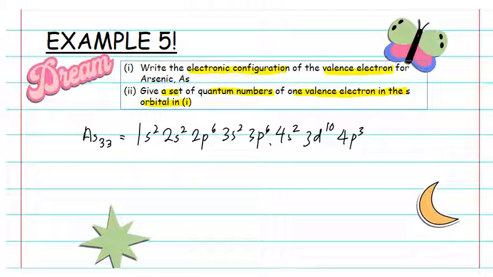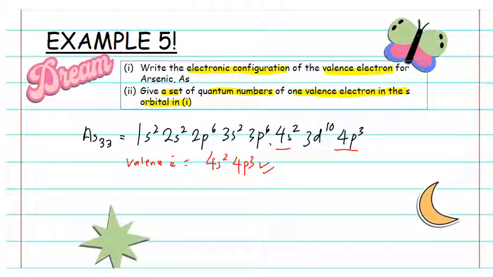So soalan minta electronic configuration of the valence electron. So valence electron duduk dekat mana? So valence electron duduk pada outermost shell ataupun outermost energy level, which is 4s dan juga 4p. So untuk valence electrons, electronic configurationnya adalah 4s2, 4p3.